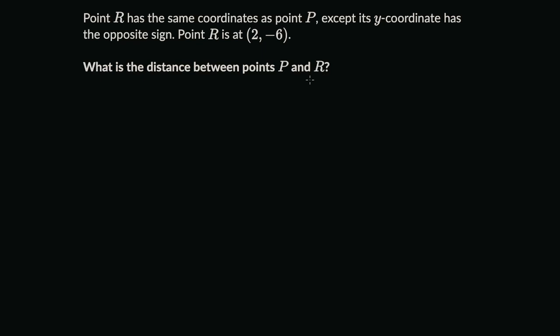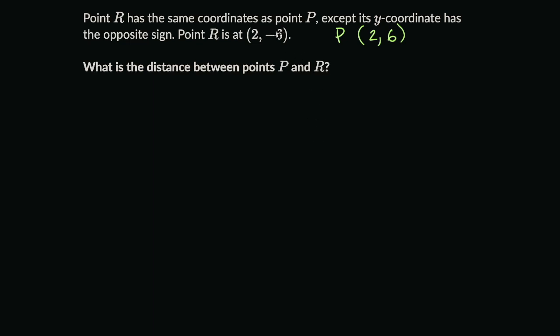Okay, so there's two ways we can do it, and they're good to check on each other. One is we could just think about what is going to be the coordinates of point P. It's the same coordinates except its y-coordinate has the opposite sign. So its x-coordinate is going to be the same, but its y-coordinate, instead of being -6, is going to be +6. So one way to think about it, the distance between these two points, they're going to be right above and below each other.